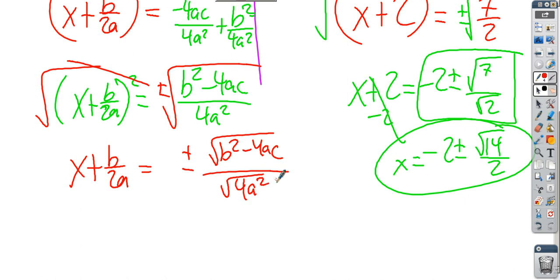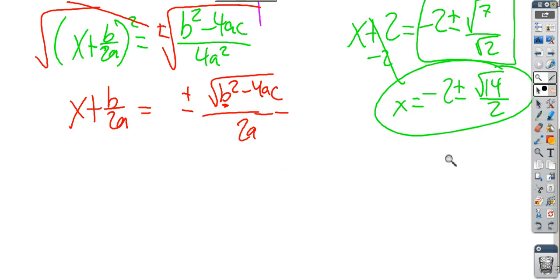And what's the square root of 4a squared? The square root of 4 is 2, and the square root of a squared is a. So we can actually just take that bottom square root and make that 2a. You can't do that on the top because this is not really b squared, it's b squared with this other stuff attached to it. So we're not able to do anything with that.